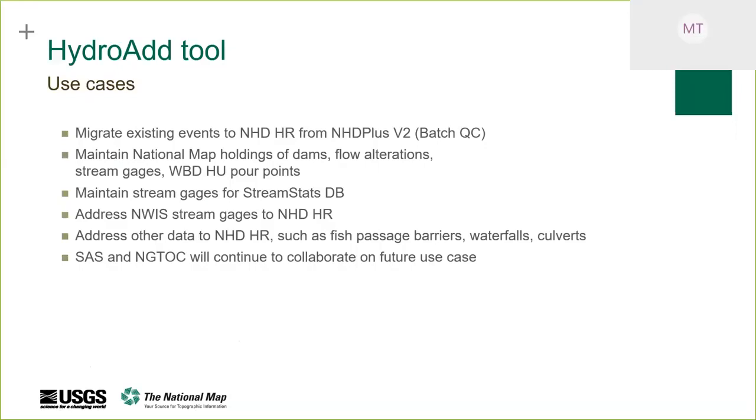But there are other use cases: maintaining stream gauges for the StreamStats database, addressing NWIS stream gauges so that you can attach reach codes to your stream gauges or any other NWIS holdings, and attaching any other kind of data to the high-res, such as fish passage barriers or waterfalls like Daniel was mentioning. Culverts will be important as we move towards elevation-derived hydro. Daniel and I speak frequently, and USGS and NG-Talk will continue to collaborate on future use cases. Next slide, please.